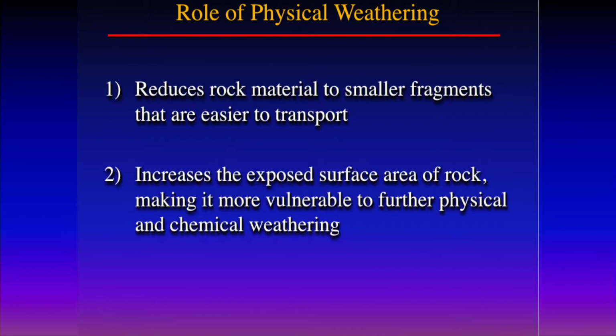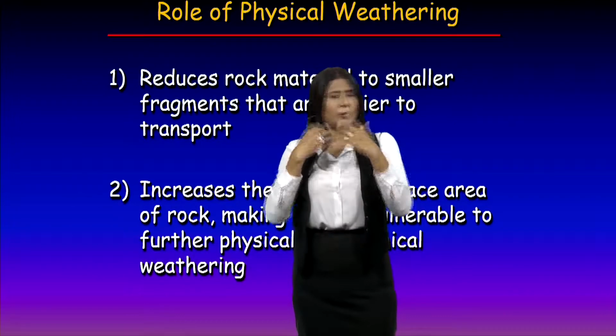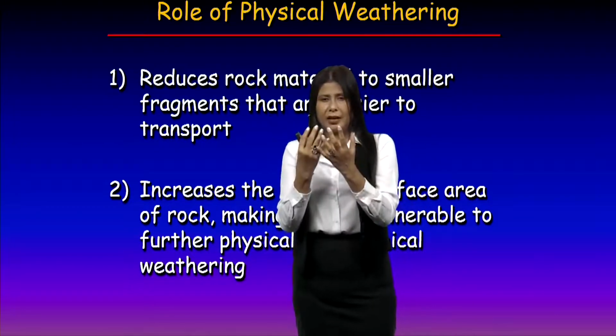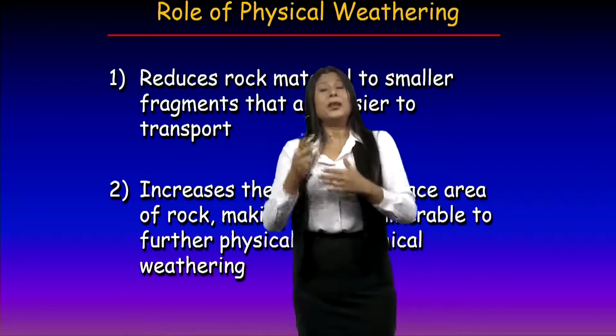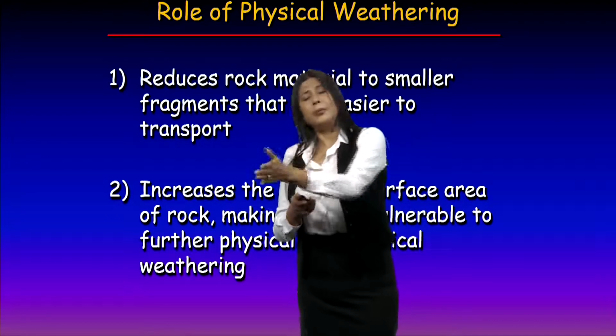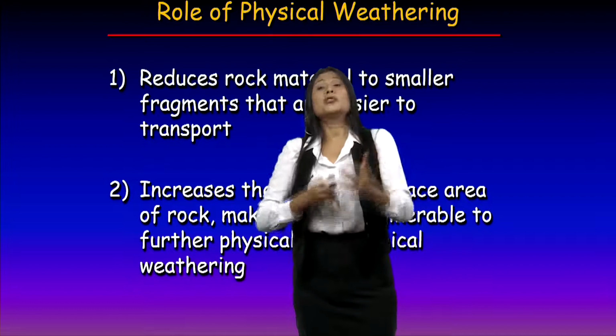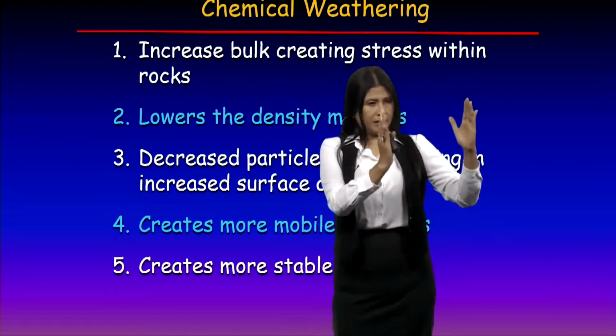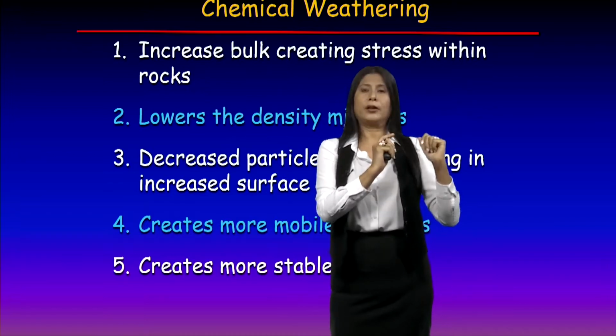So the more surface area available, the more space for the atmosphere as well as water to come into contact with it, which makes the chemical weathering, coming up in the next point, more speedy. So that is physical weathering.